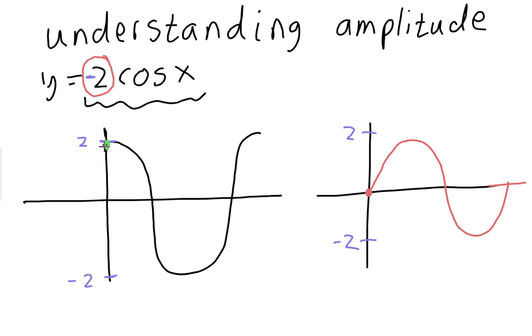So instead of the cosine starting at the top, it now starts at the bottom, and it continues on that way. And for sine, same thing. If it's negative, it goes down to -2 and comes up to +2, but otherwise it looks the same. It just flips it in that axis. So that's all there is to the amplitude of a trig function.